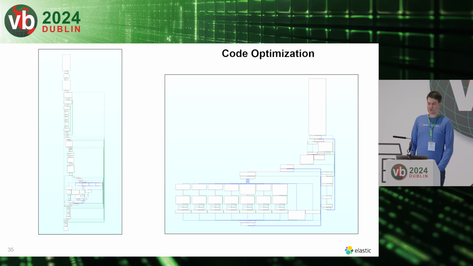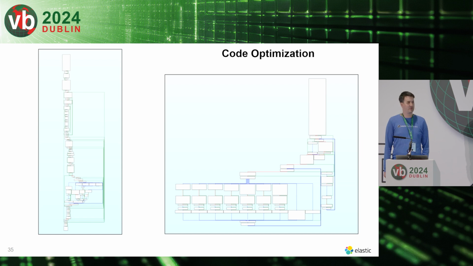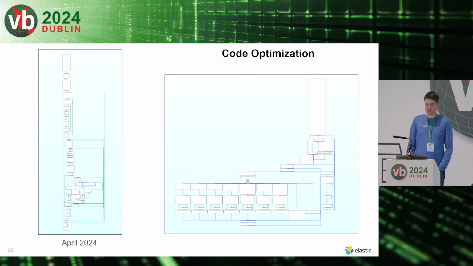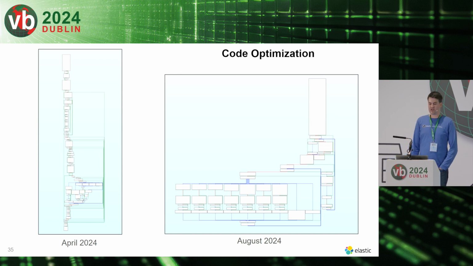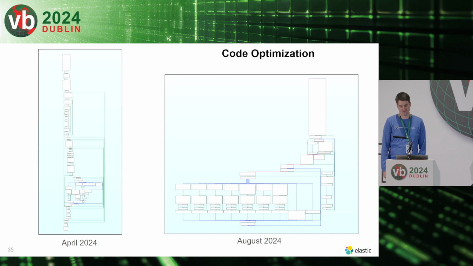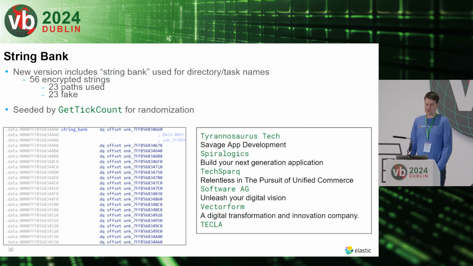But yeah, here's a couple of screenshots. I think you can tell really quickly which one is the new version and which one is the old version. This is the code optimization that they've done. In the August version, you can see the handlers are all at the same level, so they've cleaned out a lot of code. They're working on it, right? They're changing it, they're cleaning it, and it's actually easier to reverse this way. So it's kind of funny.